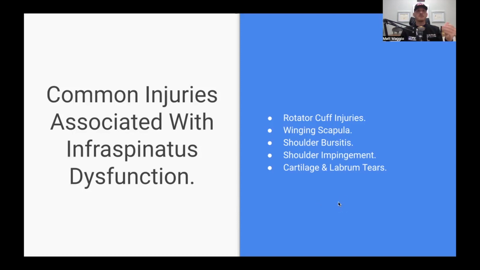Next one is the shoulder bursitis. I don't like the diagnosis of bursitis. It doesn't really tell me anything. It just basically means there's inflamed bursa of the shoulder, but doesn't tell us why it's inflamed. It's once again one of the effects, but not the cause.